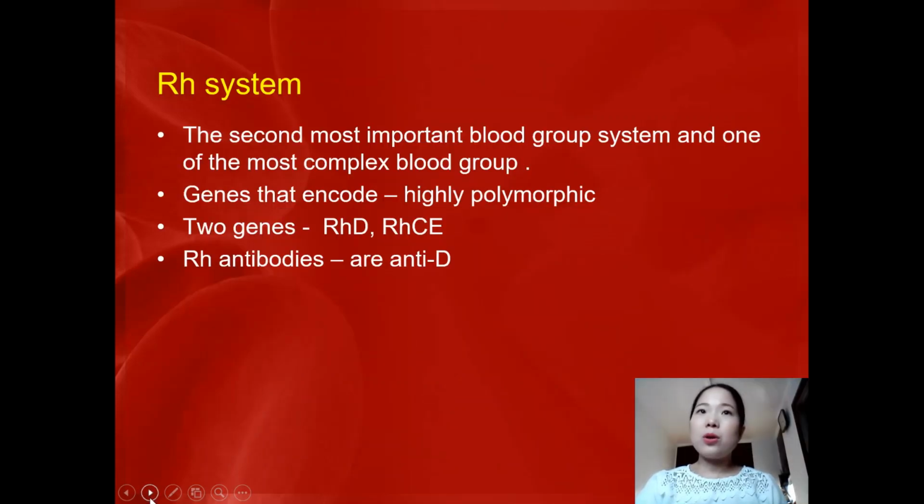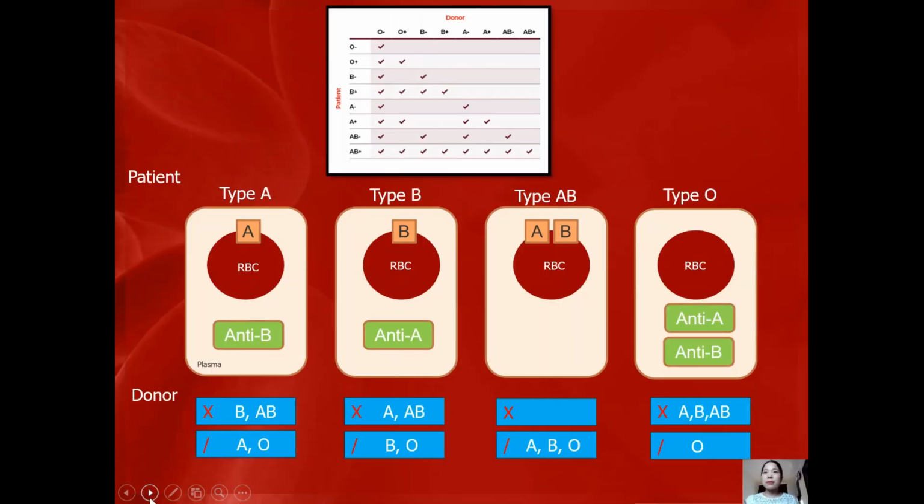Aside from the ABO, you also have the RH system. It's the second most important blood group system. What you need to know, if you have an RH positive patient, you can transfuse an RH positive or negative blood. Okay, so for example, if you have an O positive patient, you can give an O positive and an O negative blood. But if you have an O negative patient, you can only give an O negative, the negative blood.